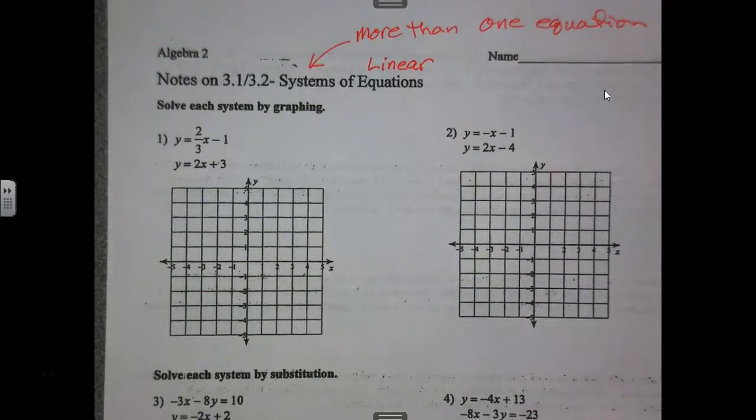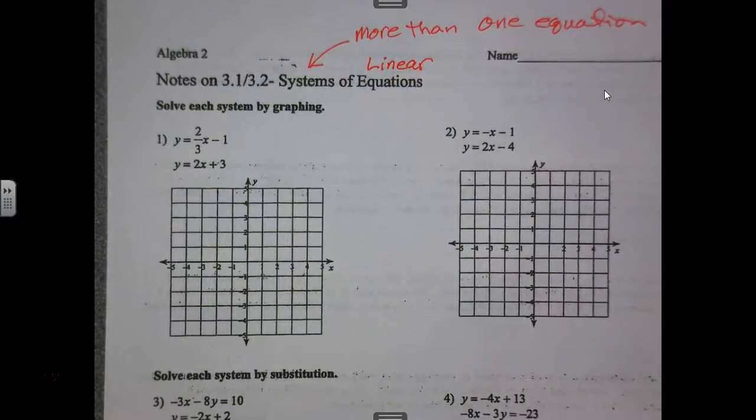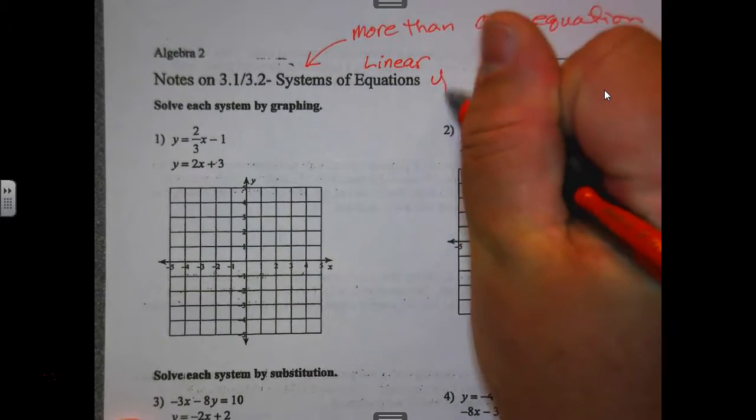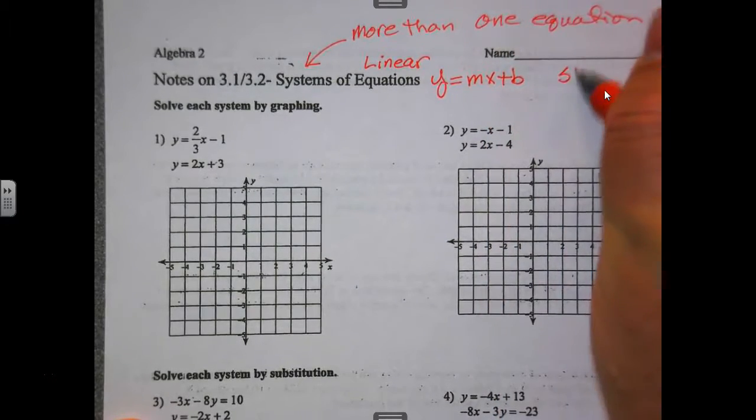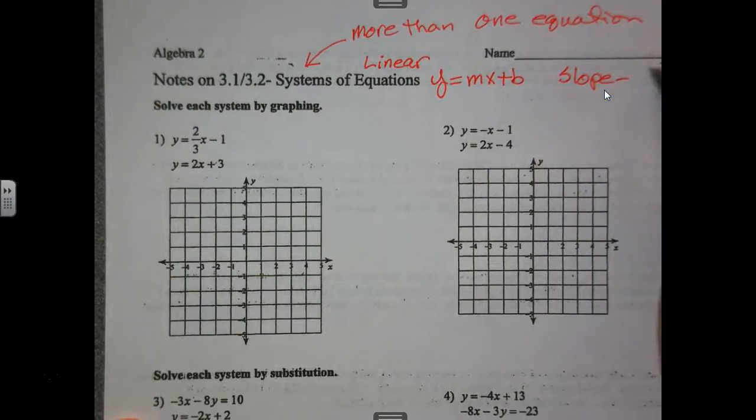Linear equations, because they're in the form of y equals mx plus b, which is slope-intercept form, right? Everybody remember from algebra 1?